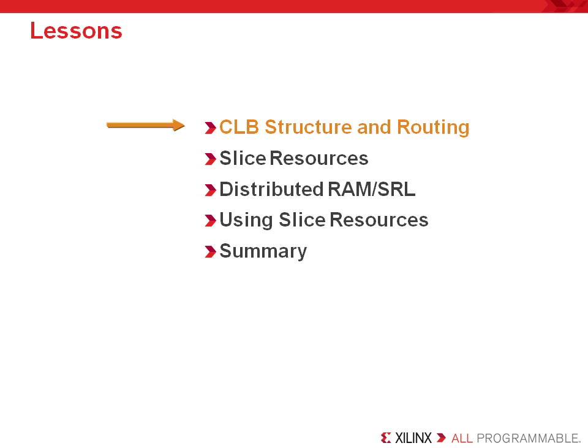Now we have segmented the content of this module into discussions on CLB structure and routing resources, SLICE resources, distributed RAM and the shift register LUT functionality, as well as how to use the SLICE resources in your FPGA. Now this content is also broken up, of course, into two different recordings. So again, to get part of this, you'll have to listen to part 2.